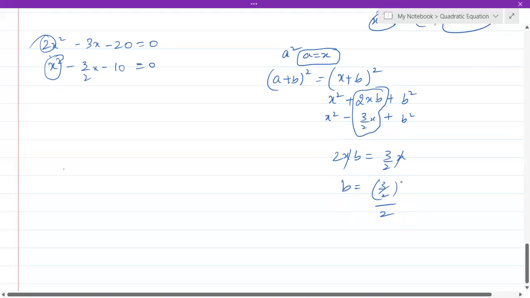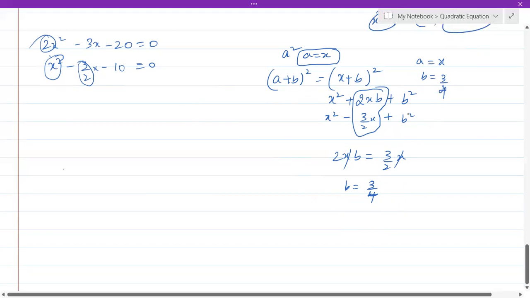What is this 3 by 2? It is the coefficient of x, isn't it? That's what we had here. And we divided by 2. So that is why, in finding the value of b, we did it like this. Okay, so we got the value of b. So b is 3 by 2 divided by 2, which is 3 by 4. Okay. So we also got to know the value of a, that is x. We got to know the value of b, that is 3 by 4.